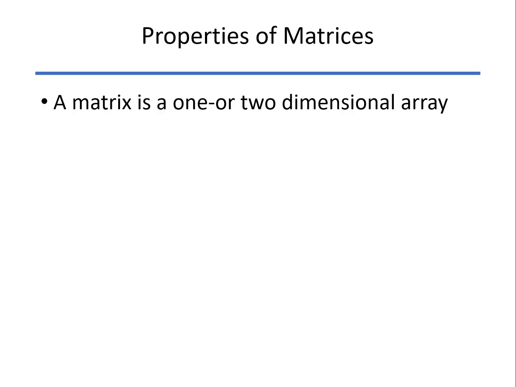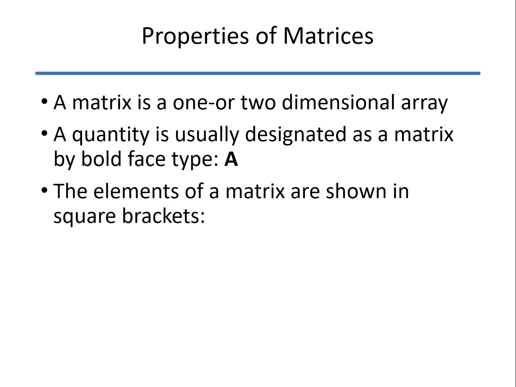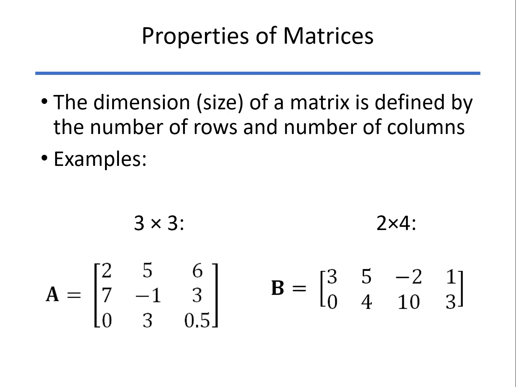But before we do that, just our general definition is that a matrix is a one- or two-dimensional array of values. We usually will designate that by a boldface type. And if we have the elements of that, we show them within the square brackets. Again, this is stuff that we've already gone over when we've done this in MATLAB. Size of a matrix, defined by the number of rows and the number of columns. So matrix A in this case has 3 rows and 3 columns, so it's 3 by 3. And matrix B, 2 rows, 4 columns, so it's a 2 by 4.